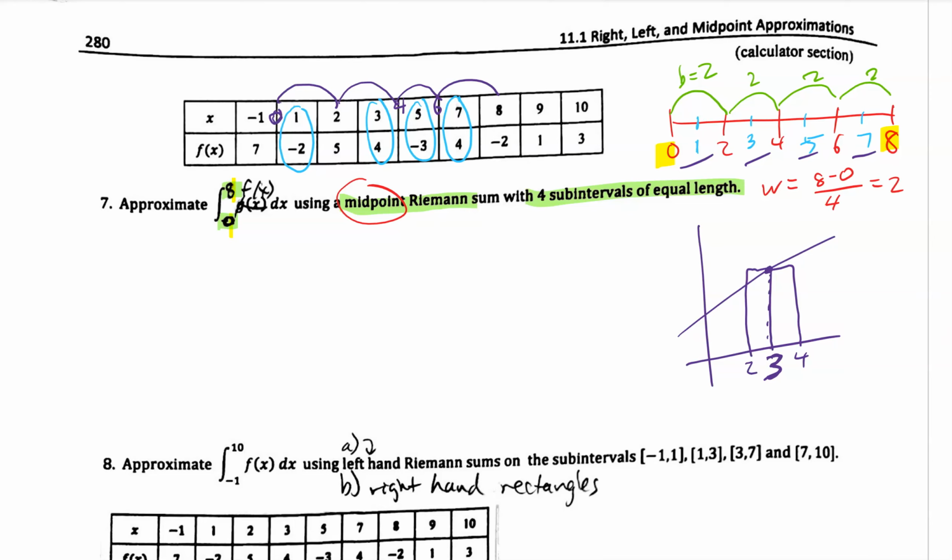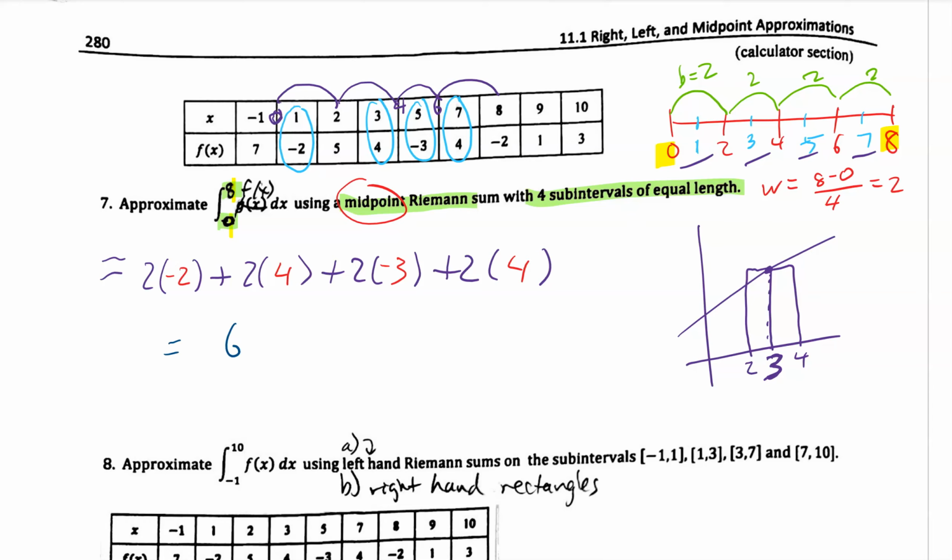All right, knowing that the bases are always 2, the integral is going to be a 2 times a something plus a 2 times a something plus a 2 times a something plus a 2 times a something. And it's always the y values that you're going to plug in there. Now this may feel weird to you, but we have a -2 for the first height, and then a 4 for the second height, and a -3 for the third, and a 4 for the final. And we work that all out, and we get 6.